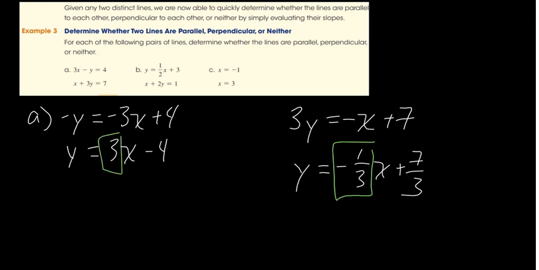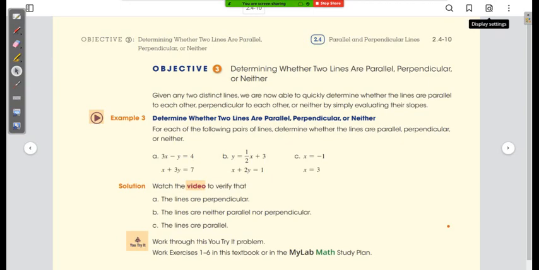Looking right here at the slope, are the signs different? Yes, check. Are they inverses of one another? Check. So A must be perpendicular. We're going to write perp. Right, let's go to B.